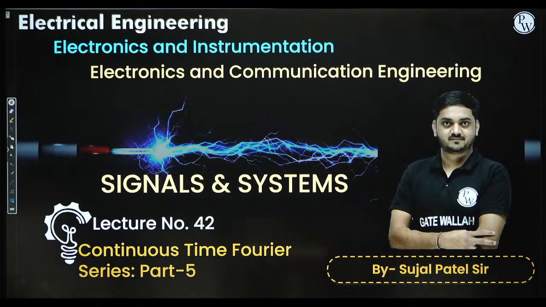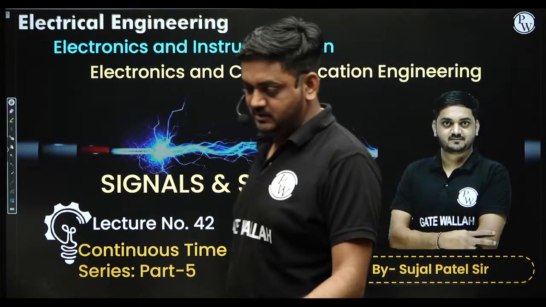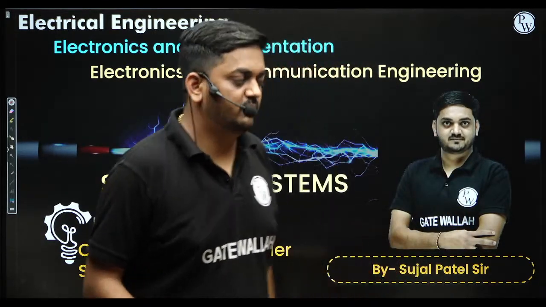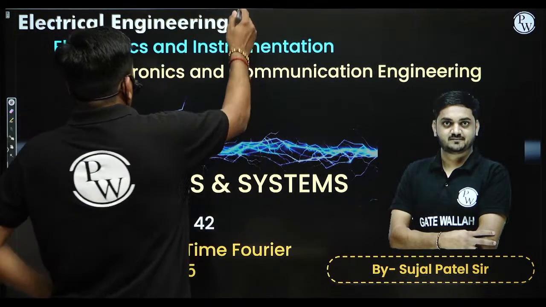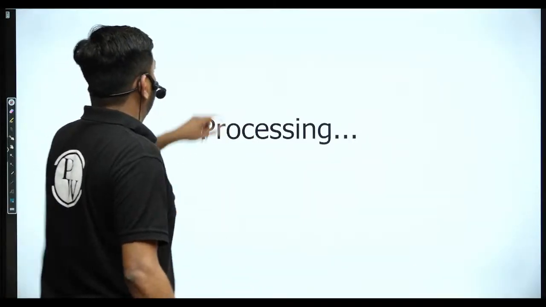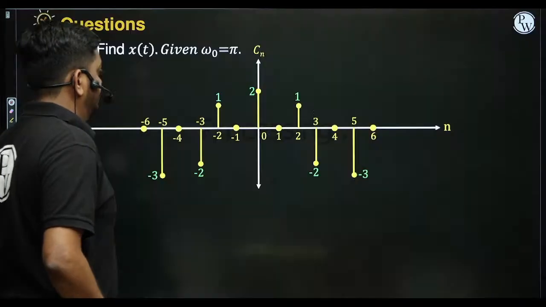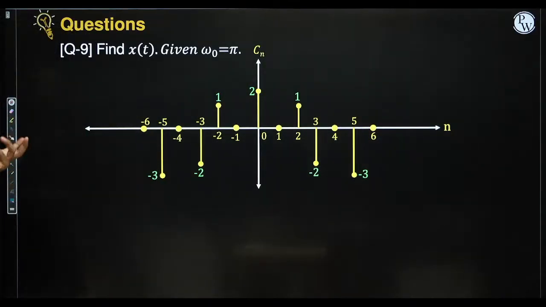So we just started to learn Fourier series, continuous time Fourier series. In the last class we solved certain different examples, like finding the Fourier series coefficient, or we can say harmonics number. Okay, so let us continue further. Now let us take one more variety of question. See, now, a reverse type of question.